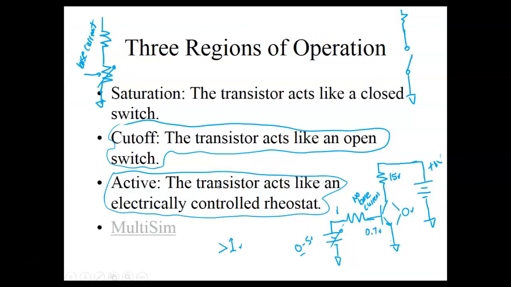So these are the 3 regions we can operate. Just as a rule of thumb, in saturation the transistor acts like a closed switch. If the voltage drop is less than 1 volt, we're going to consider it saturated. In cutoff, the transistor acts like an open switch, and you will measure really, really close to the collector voltage across the transistor. In the active region, this is where your audio amplifier is operating.